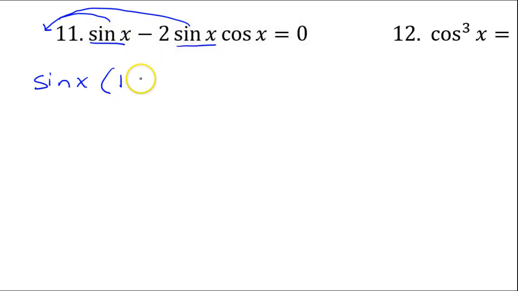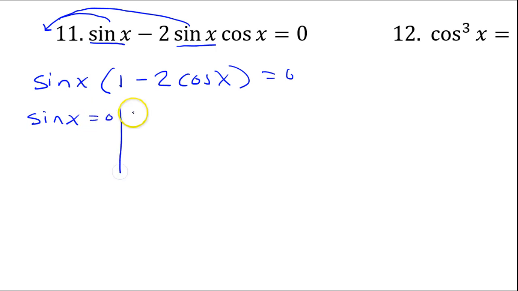Now this is gone, but I'm still going to have minus 2 cosine x. Okay, so this is great. So I can use my zero product property and just set each factor equal to 0. I can set sine x equal to 0, and I can set 1 minus 2 cosine x equal to 0. This one needs a little solving.